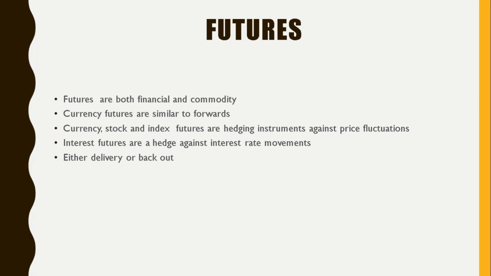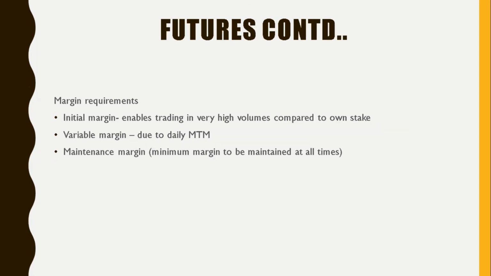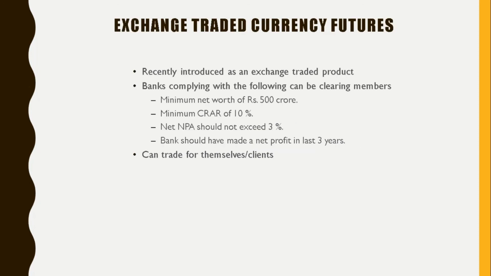Currency, stock and index futures are hedging instruments against price fluctuations. Interest futures are hedge against interest rate movements, either delivery or back out. Margin requirement: initial margin enables the trading of high volumes compared to own stakes; variable margin is due to daily MTM, and maintenance of margin. Exchange traded currency futures were recently introduced as an exchange traded product.